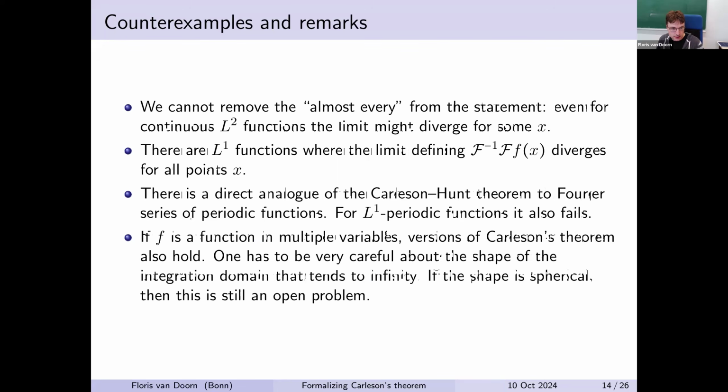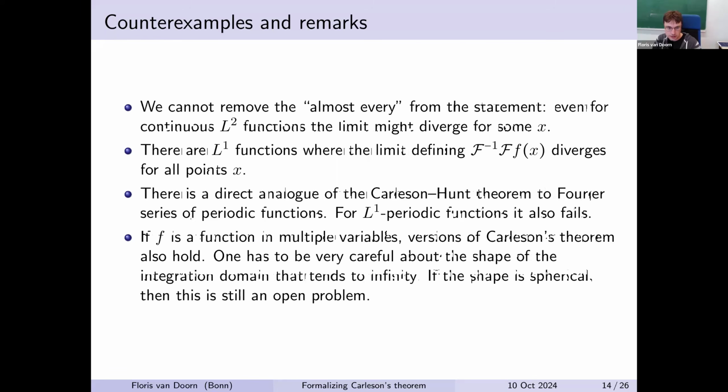And another indication why this might be hard is that I've done everything so far for real valued functions. And Fourier transforms, you can define in the same way for functions in multiple variables. But actually that makes Carleson's theorem very subtle, because then you also have to choose an integration domain. For example, in R2, you have to choose some domain in the plane and then blow up that domain to become larger and larger.